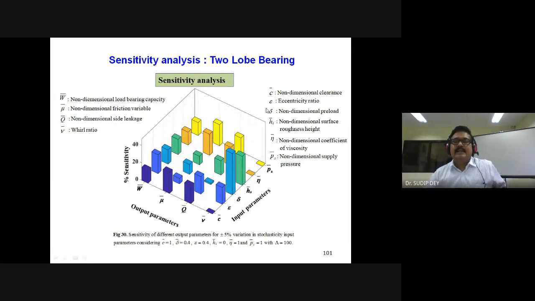Okay, so where C bar is the non-dimensional clearance, epsilon is the eccentricity ratio, delta is the non-dimensional preload, HS bar is the non-dimensional surface roughness height, eta bar is the non-dimensional coefficient of viscosity, and PS bar is the non-dimensional supply pressure. These are the inputs, wherein the outputs are W bar, the non-dimensional load bearing capacity, mu bar, the non-dimensional friction variable, Q bar, the non-dimensional side leakage, and nu bar, the wall ratio. How sensitive the output is to each input is plotted here.